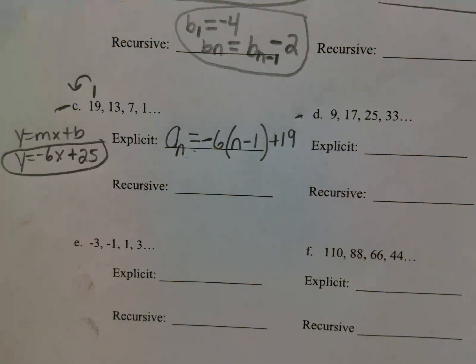Try D, E, and F. Pause for the cause. Wait, only explicit or? Just do explicit. If you know how to do recursive, go ahead and do it. All right, ready? Let's try this one.